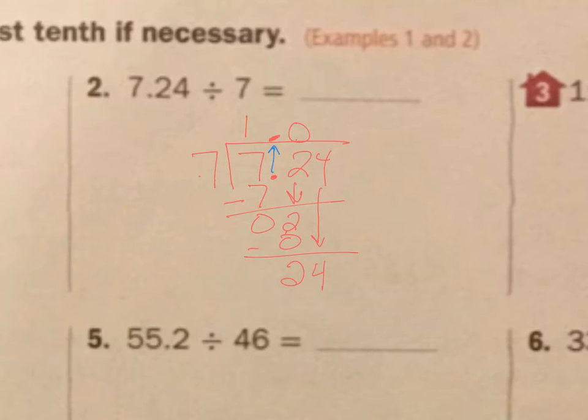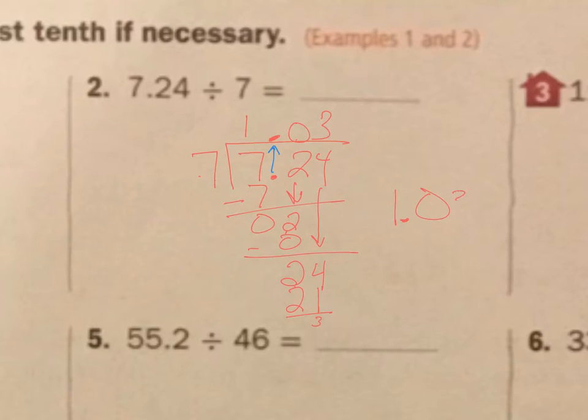How many times does 7 go into 24? 3 times. 7 times 3 is 21, and that equals 3. There's no other number to bring down. I'm just going to leave it like that. And I want you to look at the directions. It says round to the nearest tenth if necessary.